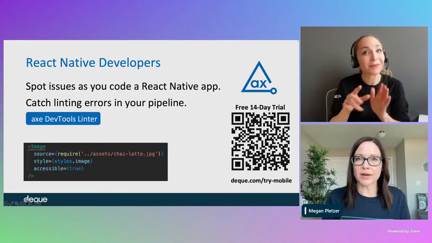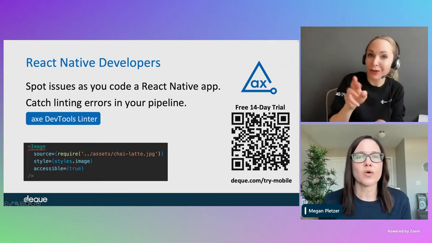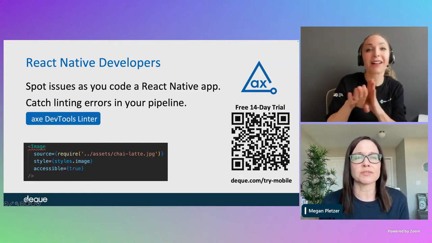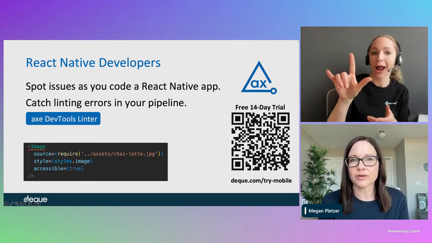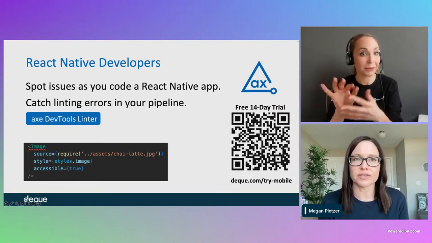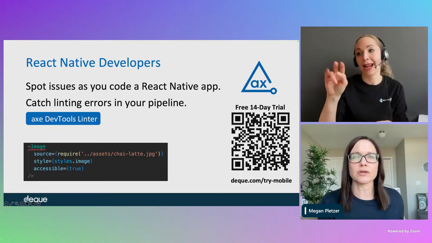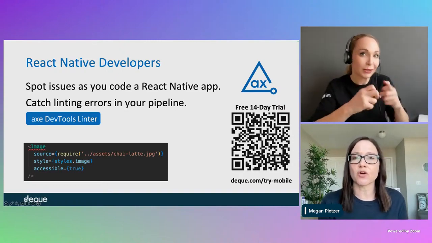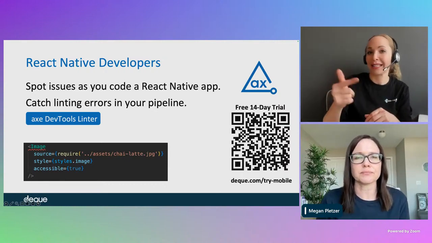And then another, more specific group of people on your team: if you are a React Native developer, over the course of the last year, we started to offer code linting as an option. So either in VS Code, if you use VS Code, you can have a code linter that's spotting accessibility issues right as you type before you even commit your code, or you can add some code linting capabilities into your pipeline, which I'll show you as well.